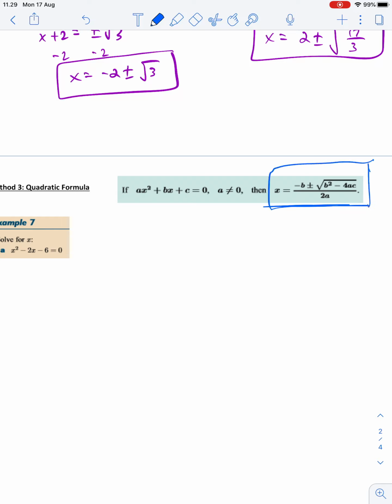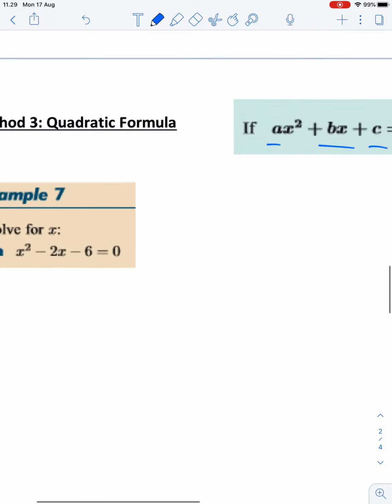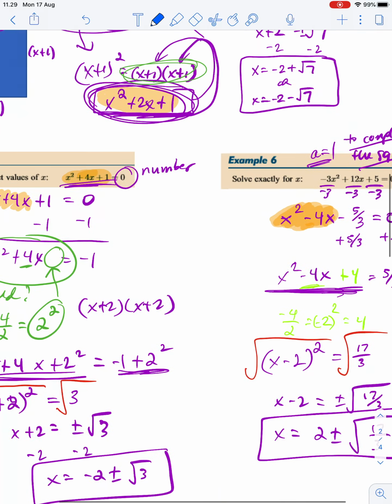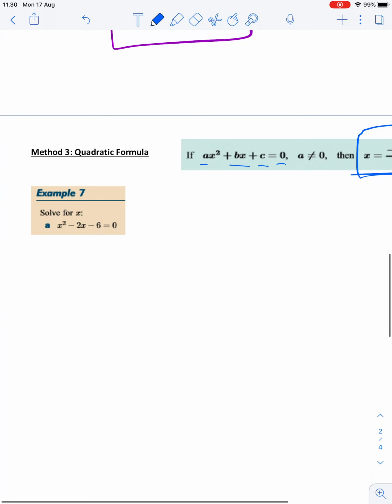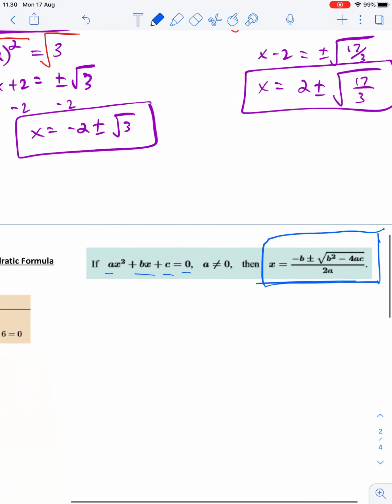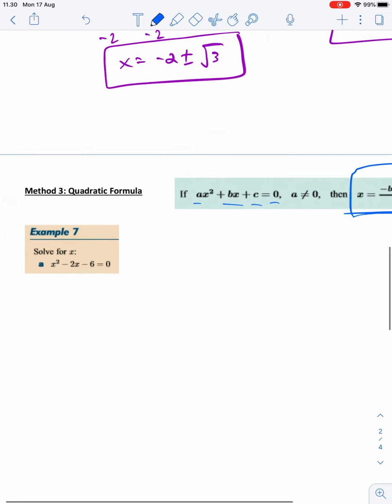If I have this quadratic equation, ax squared plus bx plus c equals 0, then I can take the a, b, and c, plug them into this formula, and boom, you have a solution to this equation. The quadratic formula is very trustworthy, and if none of these methods up here work, you can always use the quadratic formula. If these methods up here work, you can still use the quadratic formula. All right, let's do this.